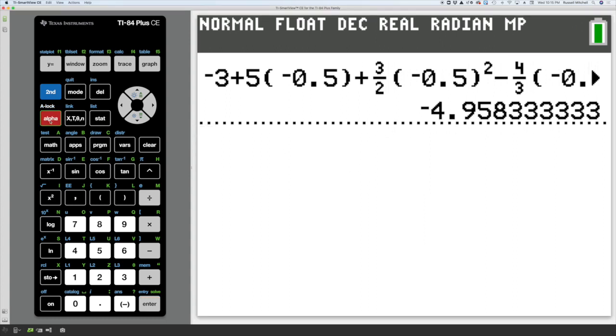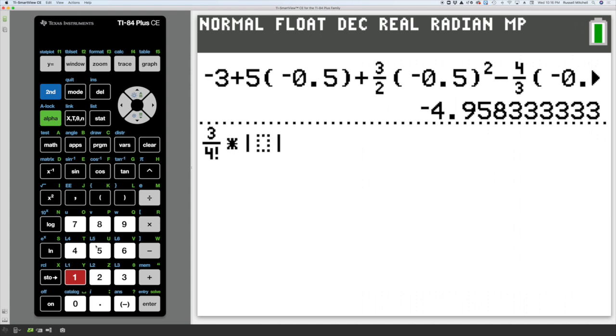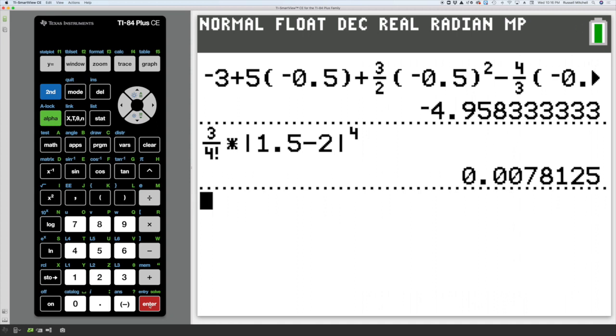It'd be alpha window, and then the absolute value of 3 is 3 over 4 factorial. So 4 alpha window 9, and then times the absolute value of 1.5 minus 2, and then come out of the absolute value and raise that to the fourth power. And that's what our error is going to be for f of 1.5, that's how much we're off by.